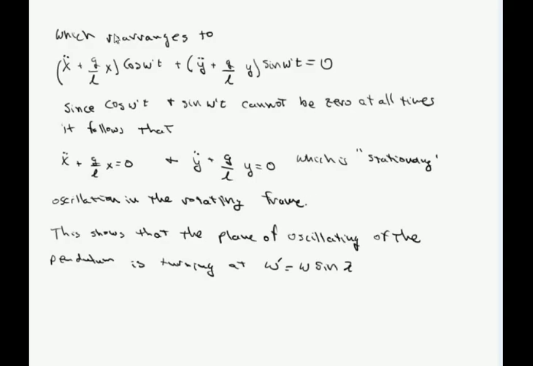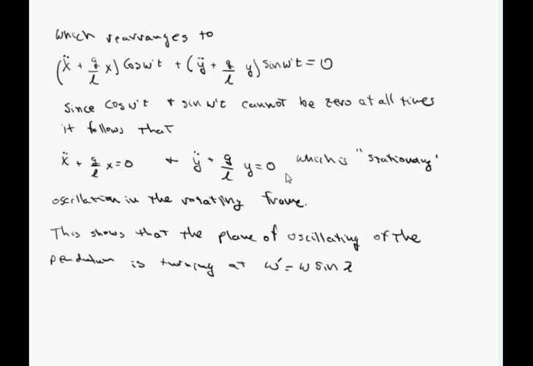So now if I rearrange this equation, I get this. I get x double dot plus g over L x, times cosine omega prime t, plus y double dot plus g over L y, times sine omega prime t, equals 0. Notice that cosine omega t and sine omega t are not 0, at least not at all times, just at individual points, since time is continuous. And so in order for this to be true, I have to have both this equation and this equation be true.